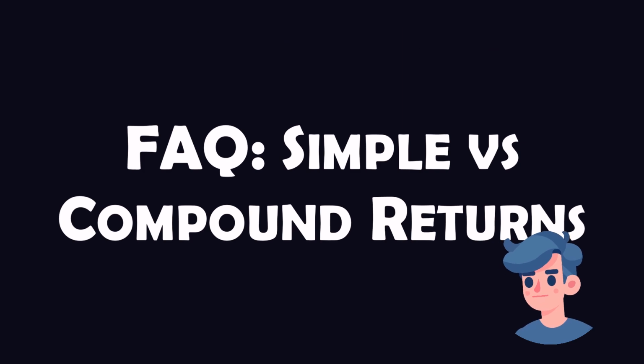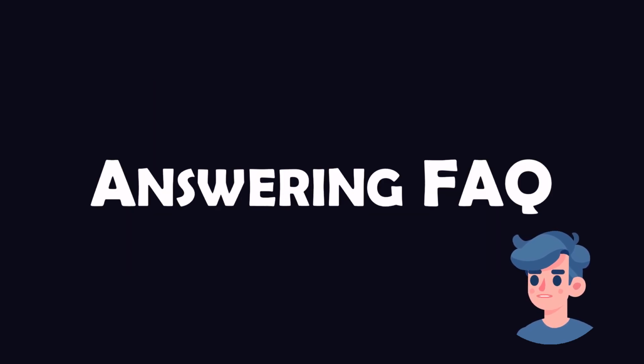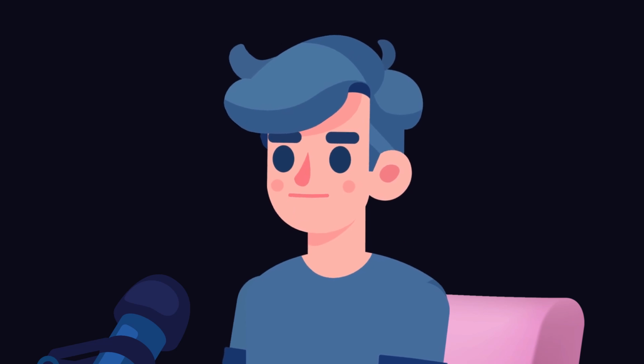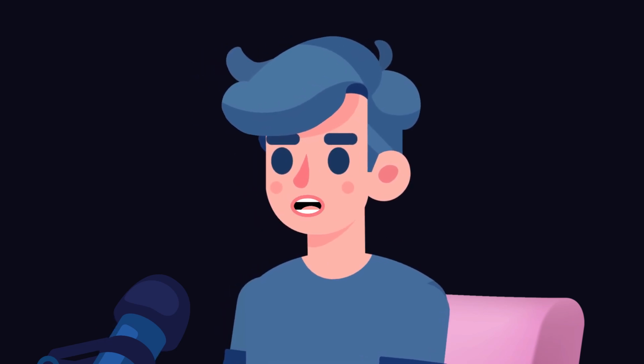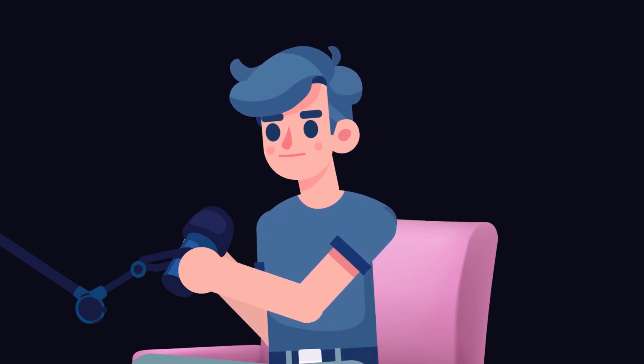Before we wrap up, let's tackle some common questions. Question 1. How do you differentiate between simple and compound returns? Answer. Simple return is straightforward and easy to compute, but it ignores the compounding effect of reinvested earnings. Compound return, on the other hand, provides a more accurate measure of the investment's growth over time.